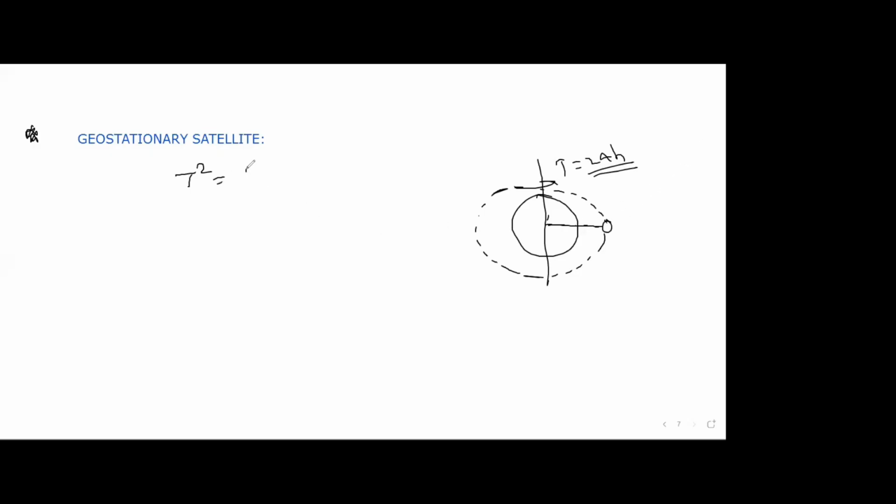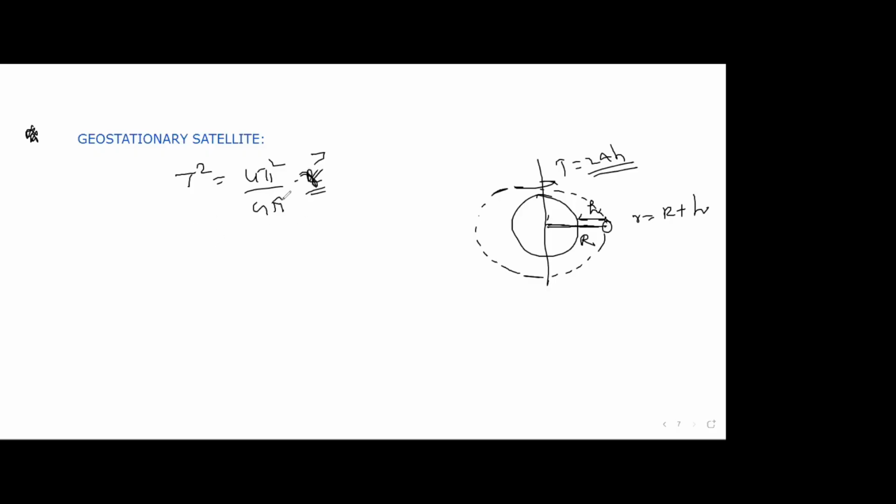Now, as you know, the formula T square is equal to 4 pi square by GM into r cube, where r is the radius of this particular geostationary satellite's orbit from the center of the Earth. If the height of the orbit from the surface of the Earth is h, then this distance small r is equal to capital R plus h. So you can write r cube here.